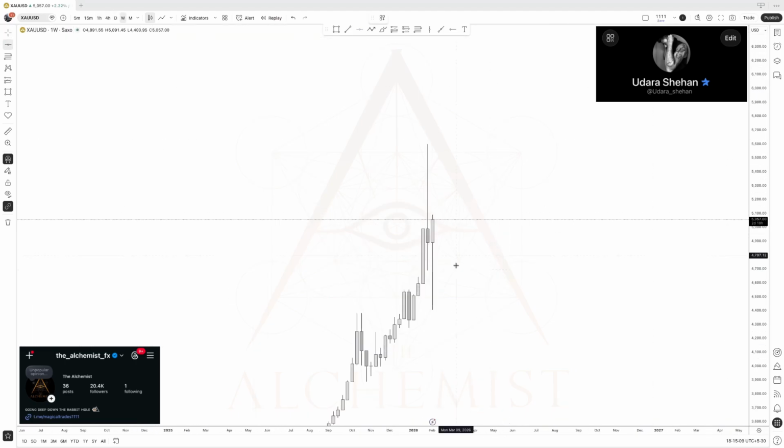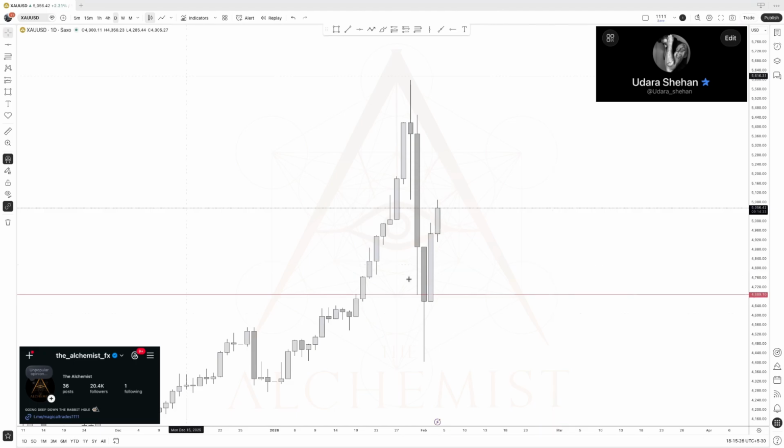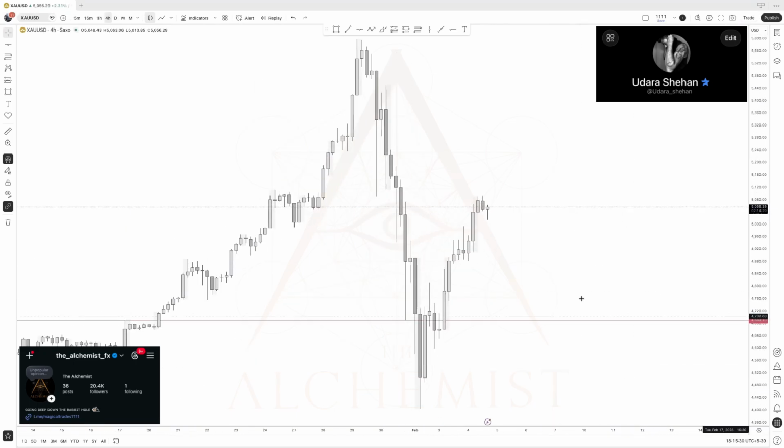So again, the previous weekly low is taken out and we're seeing a nice rejection from these imbalances or from these key levels, whatever, right? Anything is fine. So it could still push the market higher. Daily is currently bullish, never turned bearish. The 4-hour time frame is also bullish.